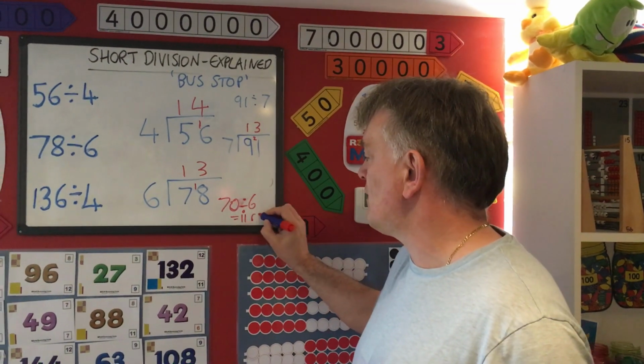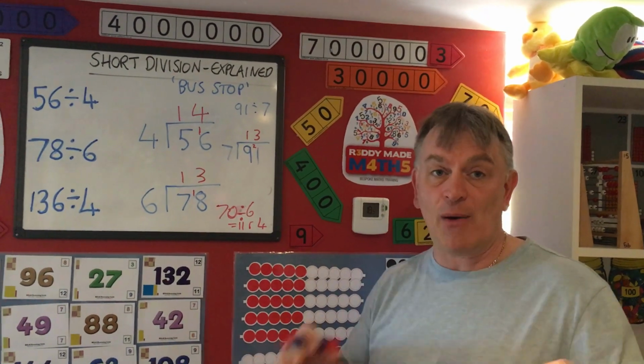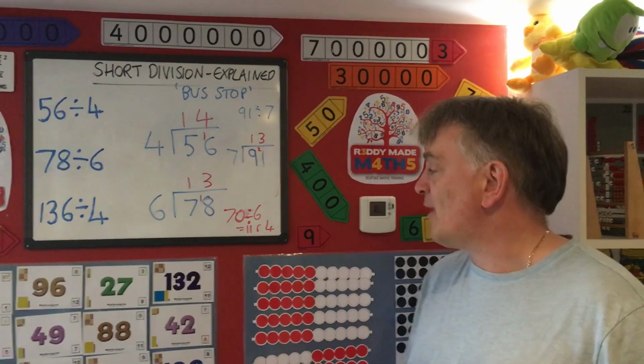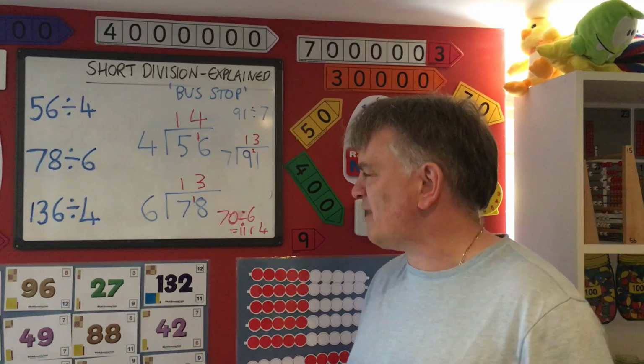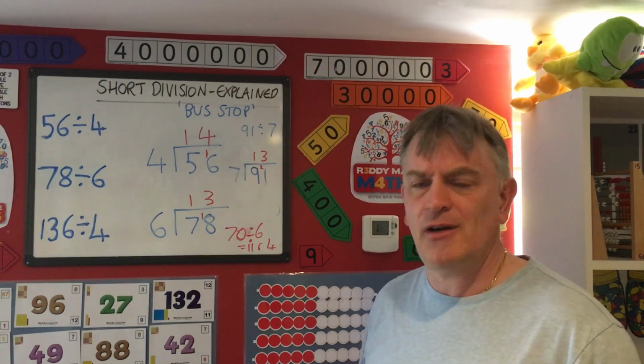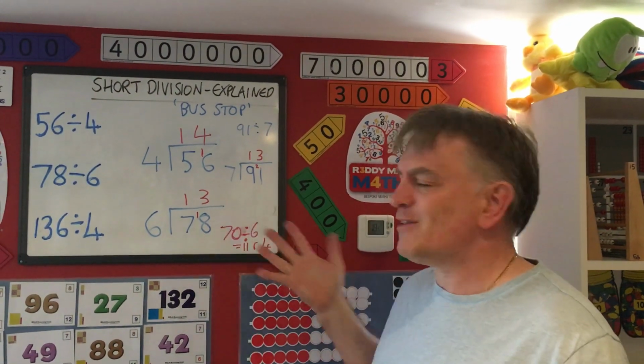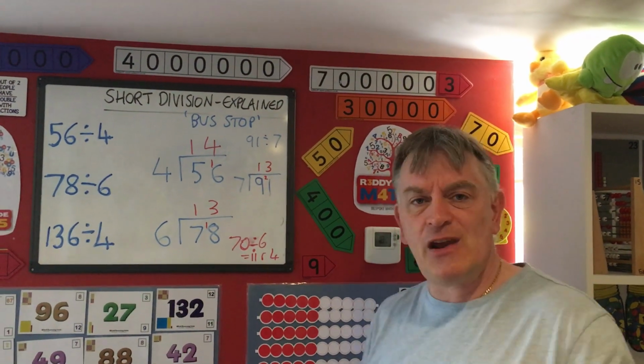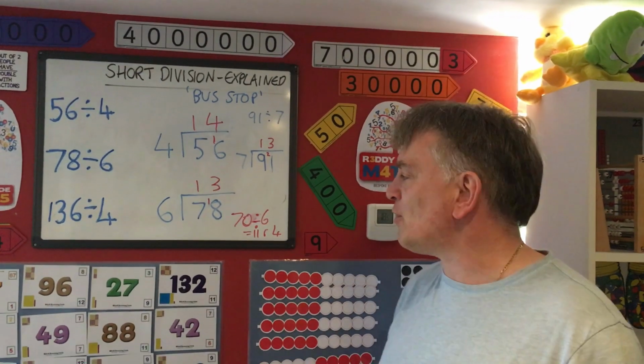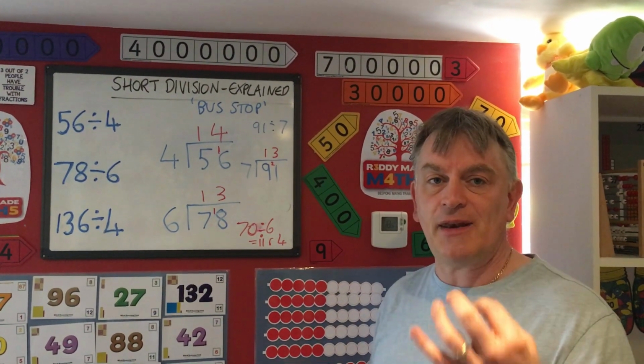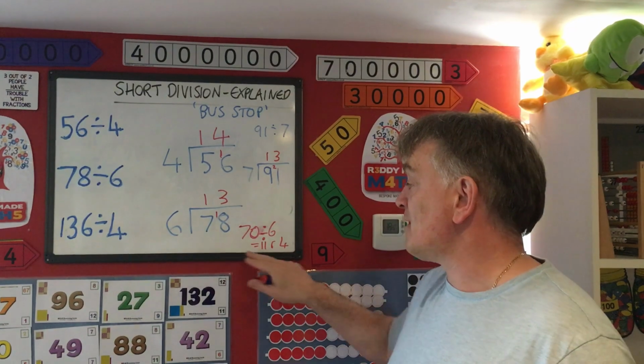11 remainder 4. So that's the actual answer without any fractions, but that's the actual remainder answer to 70 divided by 6. Yet we're suddenly saying, how many 6s in 7? 1 remainder 1. It doesn't seem to make any sense. And for years and years, we've taught this in the UK. We've taught children a method that's got no understanding behind it. 70 divided by 6 is 11 remainder 4.